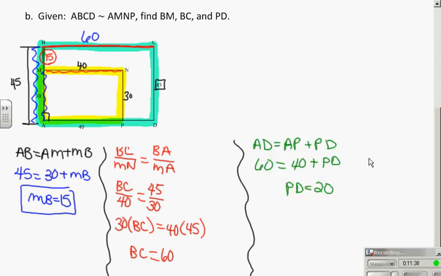Once you know that that's 60, finding PD is again a matter of parts to whole. AD equals AP plus PD, so 60 equals 40 plus PD. Substitute in the numeric values. Solve, and PD is 20.